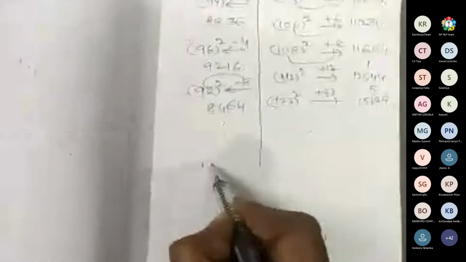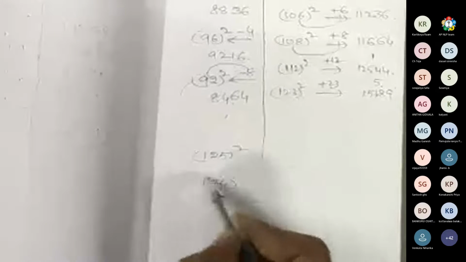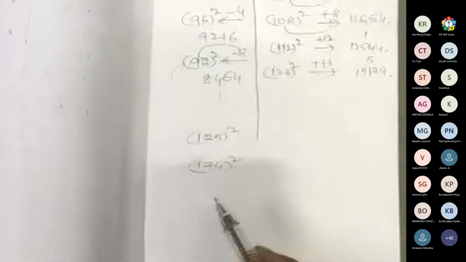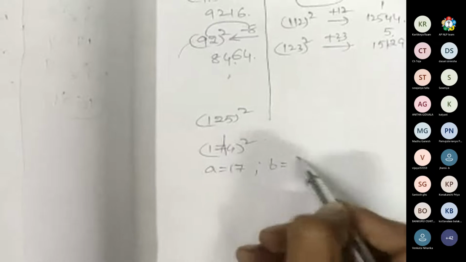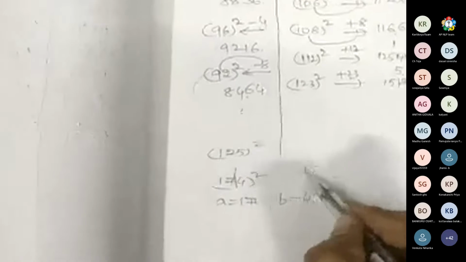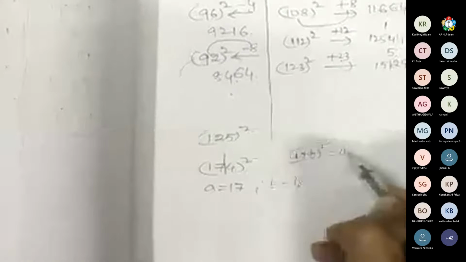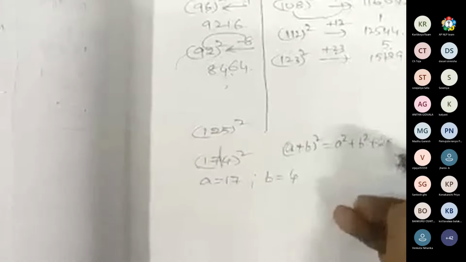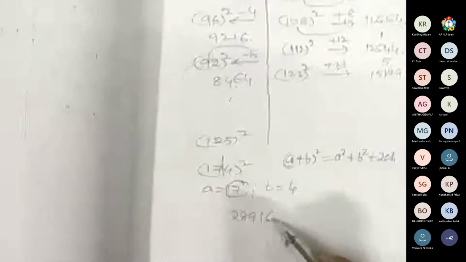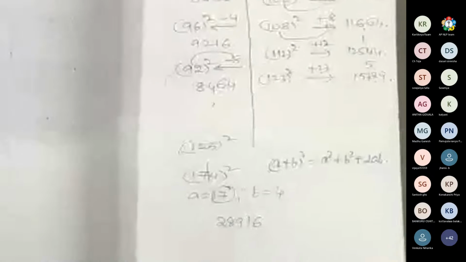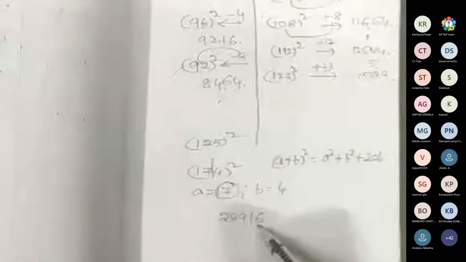See, if the squares are more than 125, what do we have to do, sir? For example, 174 whole square is given. Let us take A is equal to 17 and B is equal to 4. What is the formula for A plus B whole square? A square plus B square plus 2AB. What is the A value here? 17 square is 289. What is B square? 4 square is 16. A square, B square, next 2AB.